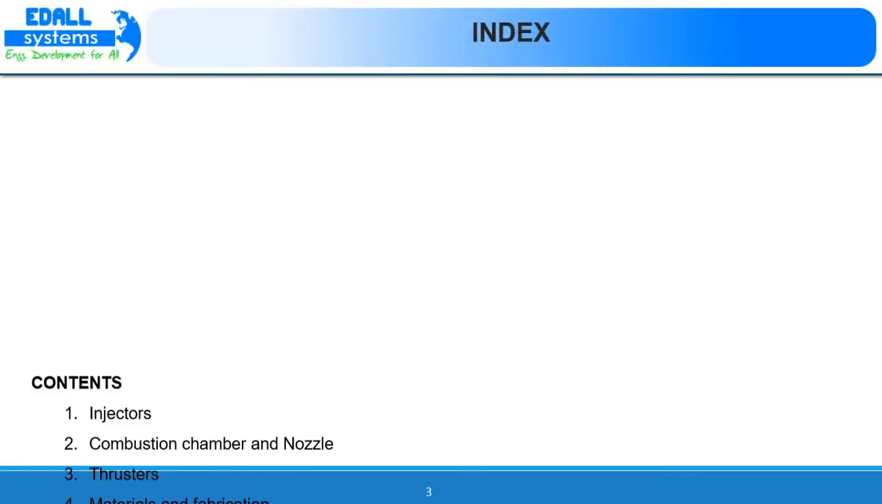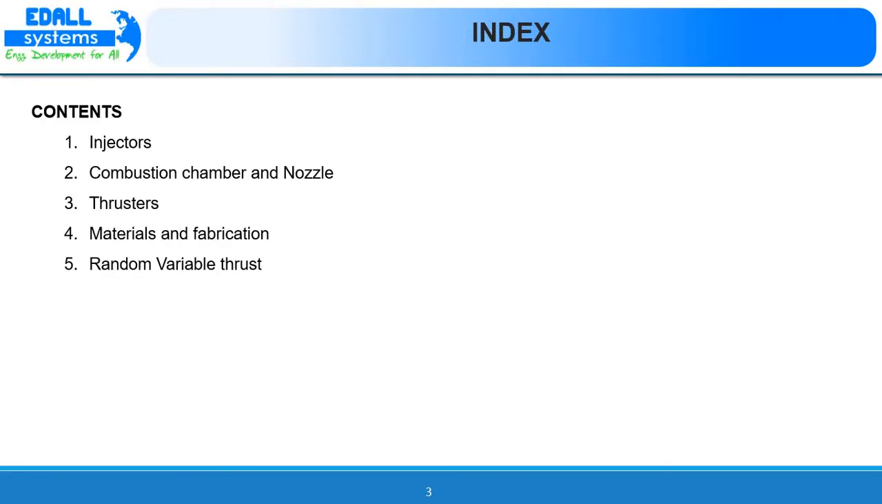So the index for today's class is that first we will look at injectors. What are injectors and what is their purpose, their function, and what are several injector performance parameters. Then we will see the combustion chamber and nozzle, in which we will discuss the heat transfer distribution and different cooling methods for the combustion chamber and nozzle.